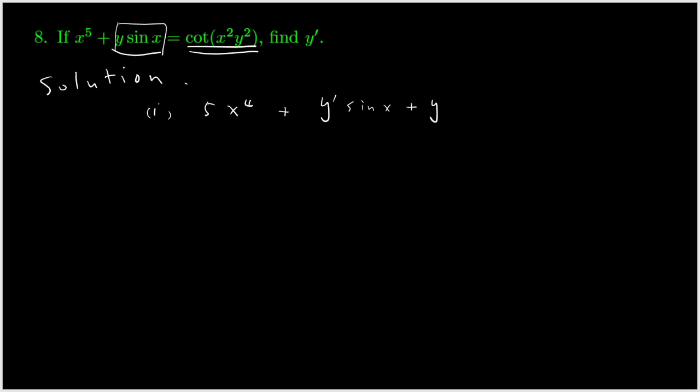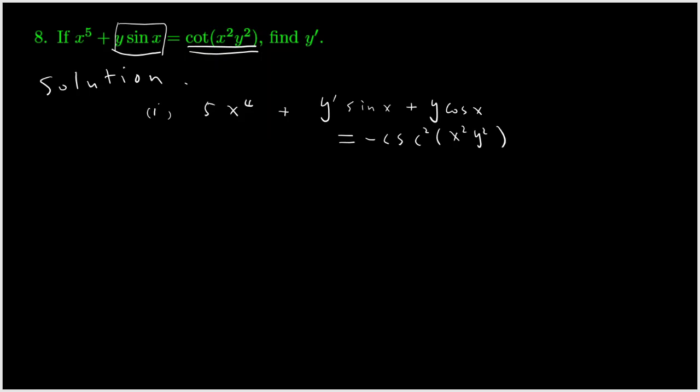The derivative of sine is cos, right? Did I get this right? I did not make any mistakes on purpose. Now the right hand side is going to be a little bit long. I will write the equation in here. Okay. The derivative of cotan, you do need to know the basic formula. It is negative cosecant squared, right? Cosecant squared of x squared y squared.